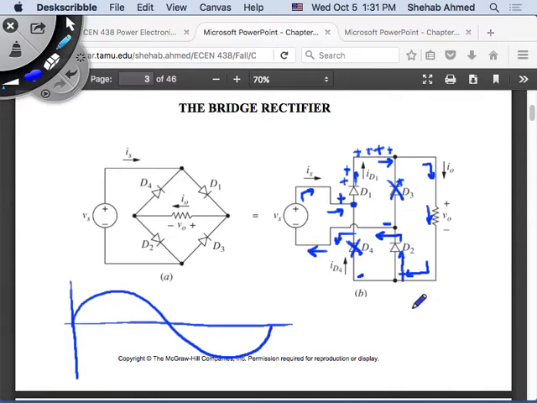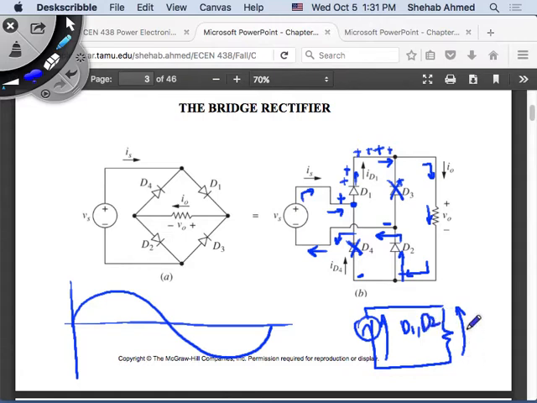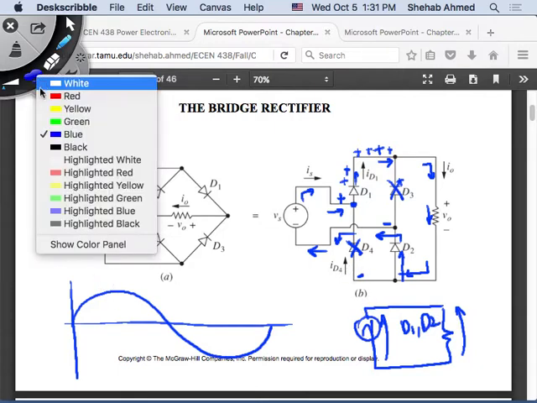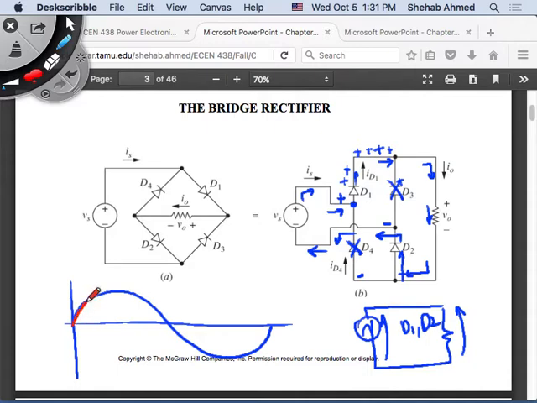So what does the circuit look like now? What's the equivalent circuit of this converter when diodes D1 and D2 are conducting? A voltage source and a resistor, right? That's it. So what does the output voltage look like when D1 and D2 are conducting? Same as the input voltage, exactly, right? So the output voltage will look the same as the input voltage for my positive half cycle.